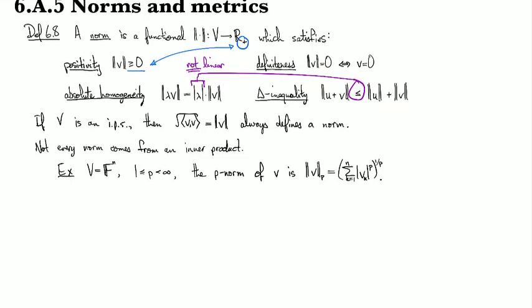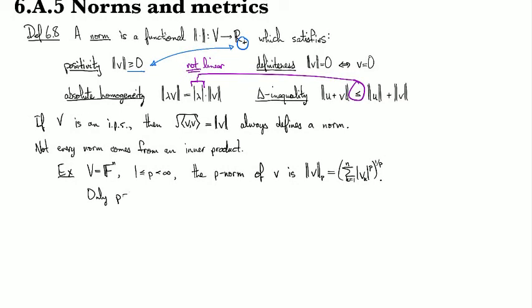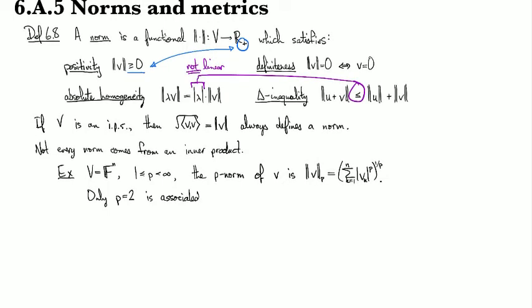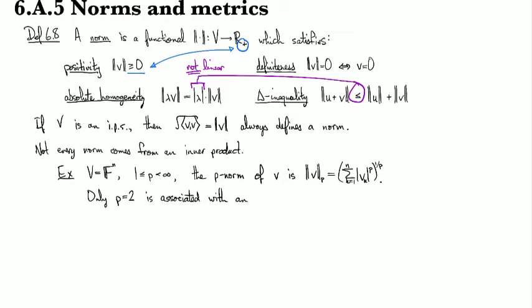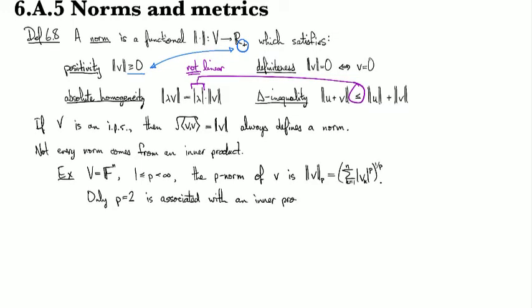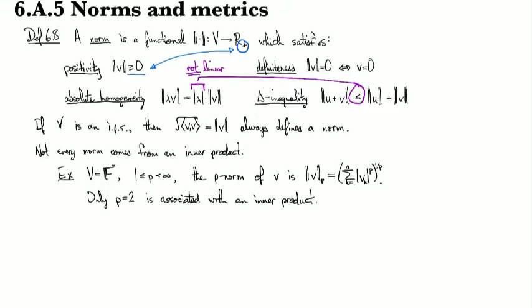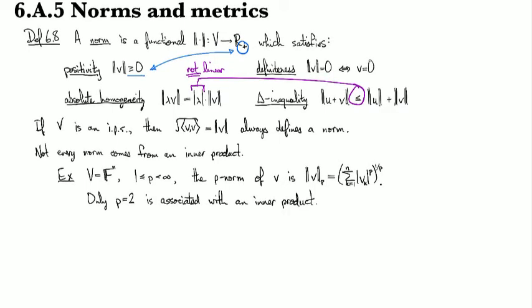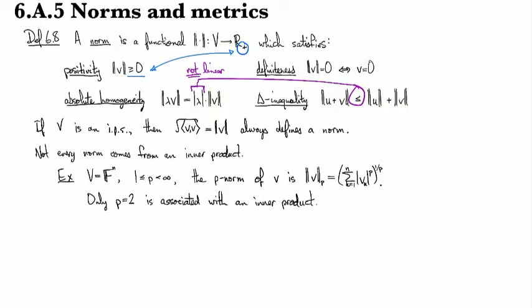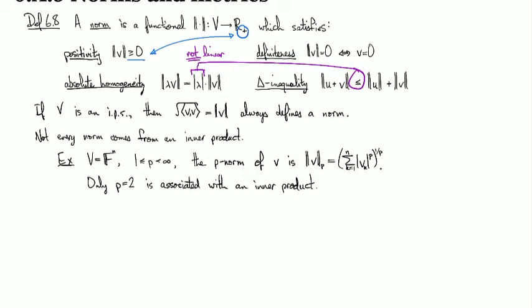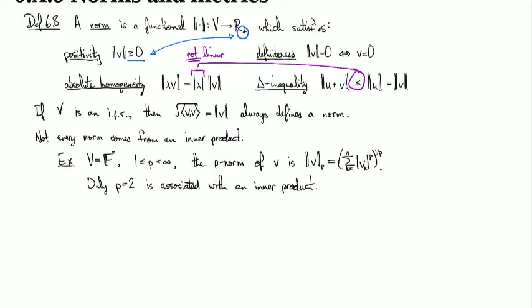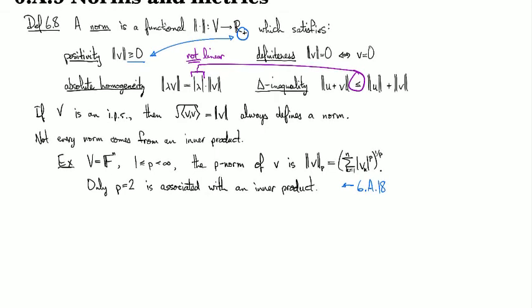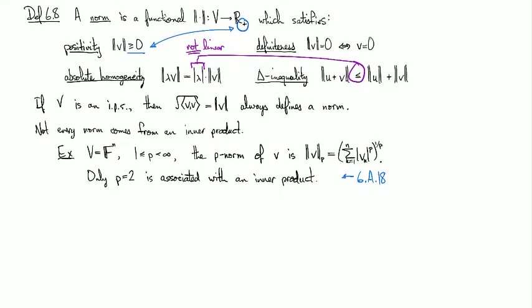So for this situation, only p equals 2 is associated with an inner product. Any other value of p will work just fine as a norm, but there's just no inner product, and actually you'll see this comes up in the exercises. So 6A number 18 looks at this situation.